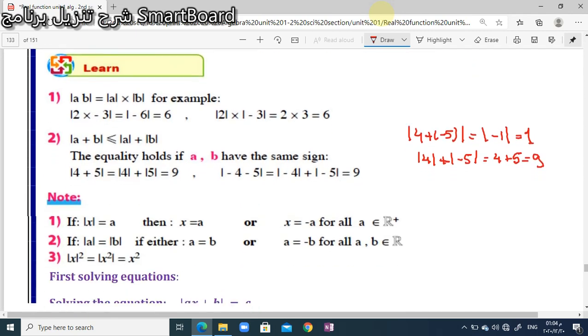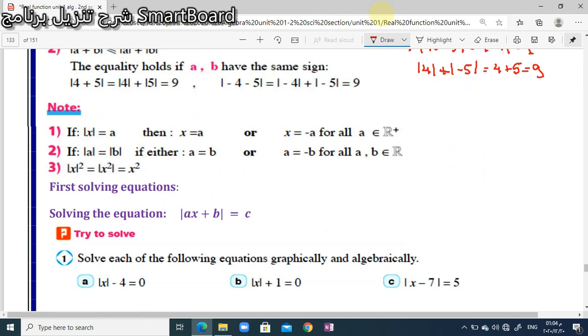The next one, we have the first root, absolute x. If absolute x equals a, then x equals a and x equals negative a for all values of a belonging to positive R. And if absolute a equals absolute b, then either a equals b or a equals negative b for all a and b belonging to R. Absolute x squared equals x squared, and the square root of x squared equals absolute x.